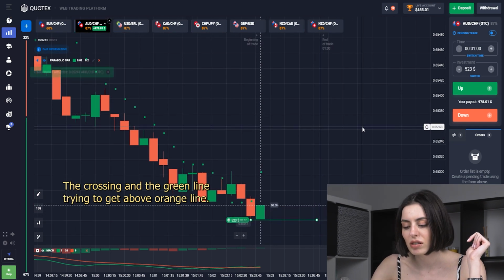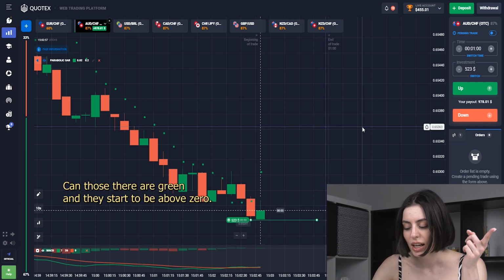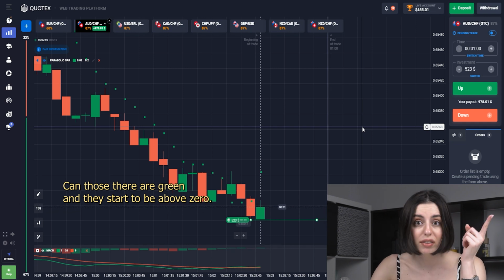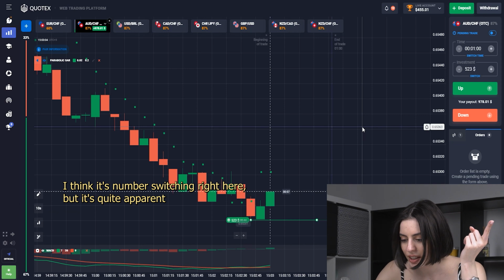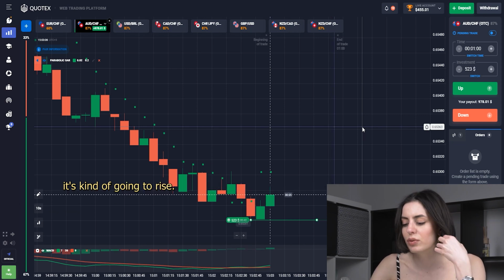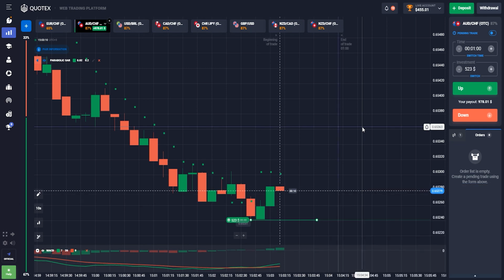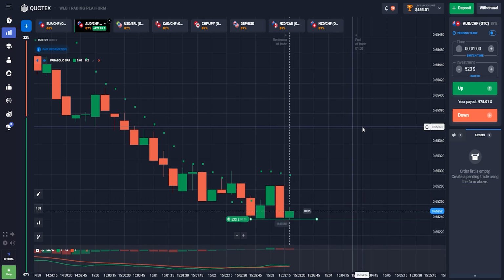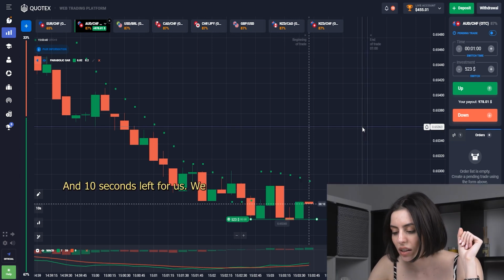Look at that, the crossing and the green line trying to get above orange line. Look at the candles. They were green and they started to be above zero. That's also important. I think it's not perfectly seen right here, but it's quite understandable that we're gonna rise. Let's see how it's gonna be just in the end. And 10 seconds left for us.